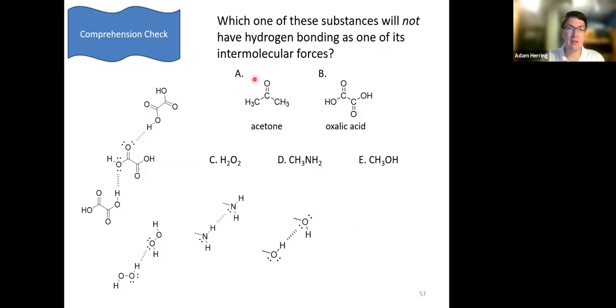Acetone, while it does have a hydrogen bond acceptor with the oxygen atom, there is no donor on the acetone molecule. So it could not interact with itself through hydrogen bonding. It could, however, interact with any one of the other four molecules through hydrogen bonds. So again, it has an acceptor, but no donor. That's it for this video.